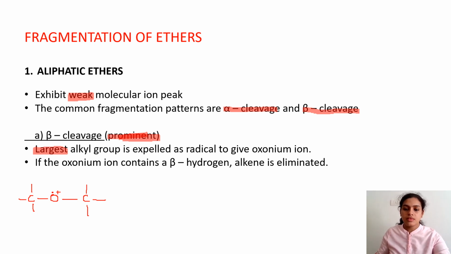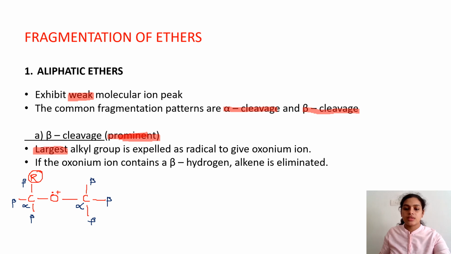Now we can name them. This is the oxygen, so this could be the alpha carbon. In the case of this ether, there are 2 alpha carbons, and these are the beta positions, beta, beta, beta, and here also there will be 3 beta positions. And whatever we have told you, the largest alkyl group is expelled as a radical. So suppose this is the largest alkyl group present. There could be other alkyl groups, and this is the largest one.